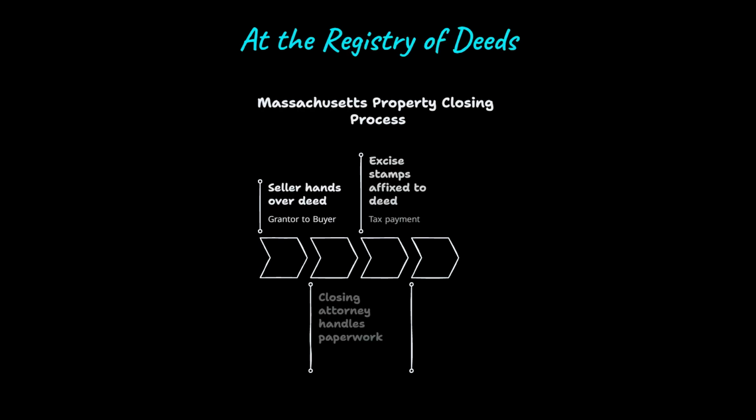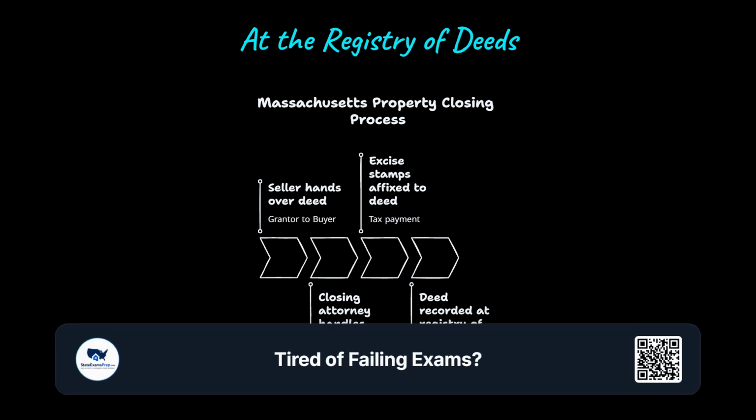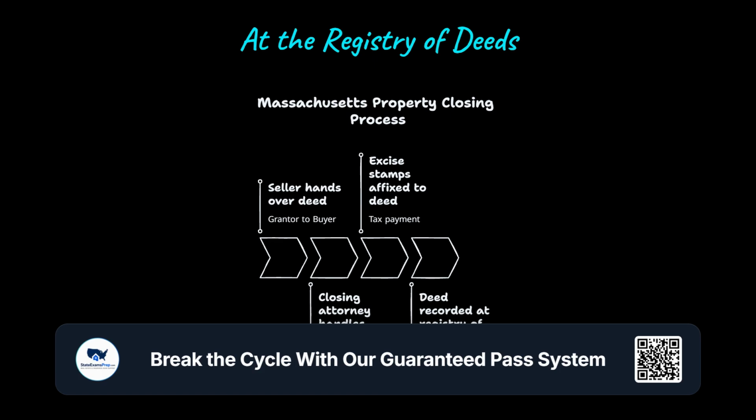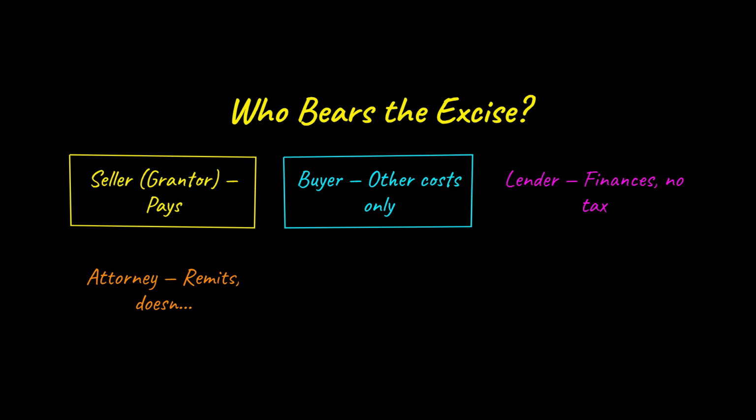Picture the seller conveying a home for a stated price. The closing attorney computes the excise on that consideration, deducts it from the seller's proceeds, buys the excise stamps, and records the deed at the registry. The buyer pays many closing costs, but not the excise. The lender finances the purchase and pays no transfer tax. The closing attorney handles the mechanics, but is just a conduit, not the taxpayer.